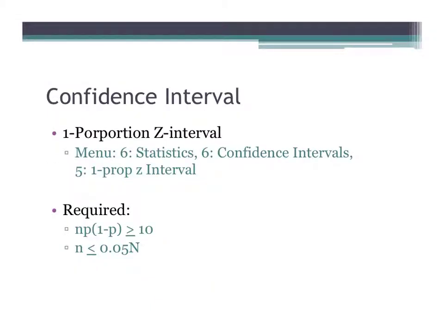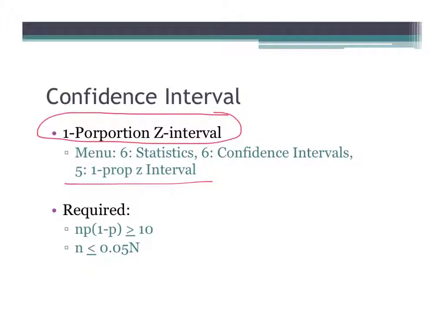Now, the confidence interval that we're going to be using this time is the 1 proportion Z interval. All right, so this is in the same area, menu 6 confidence intervals. And then this is 5, 1 proportion Z interval. And remember, the calculator commands for all of these are in your handout that has all the formulas and calculator instructions that you can use.